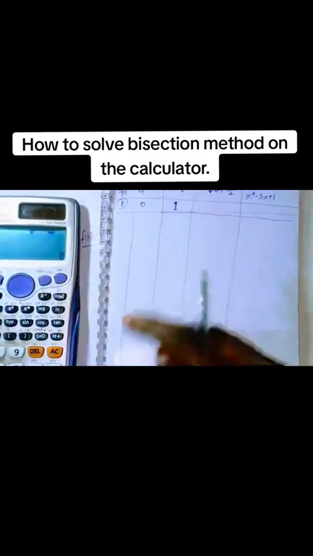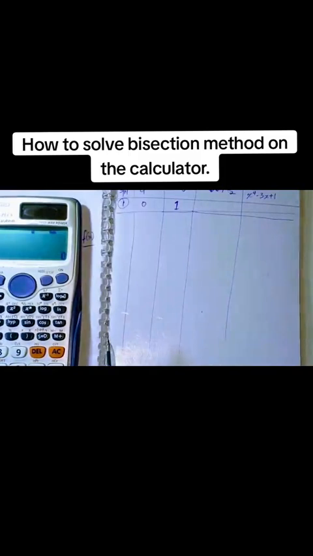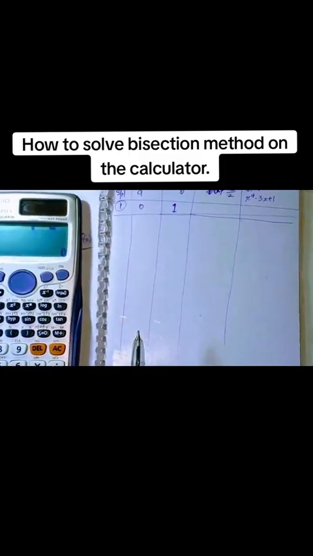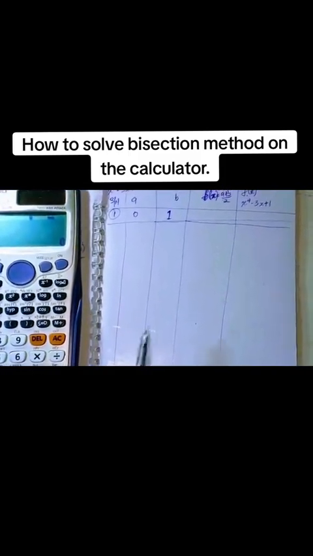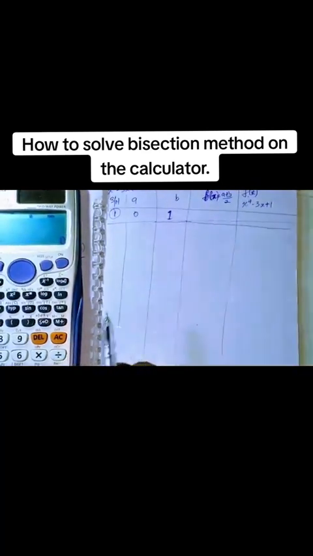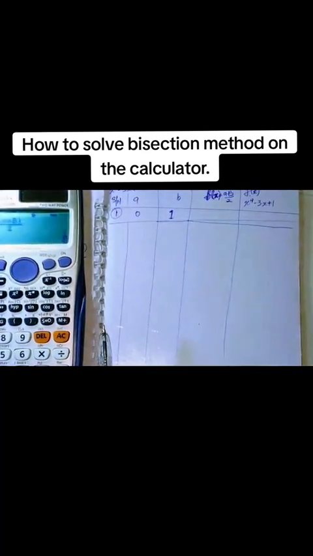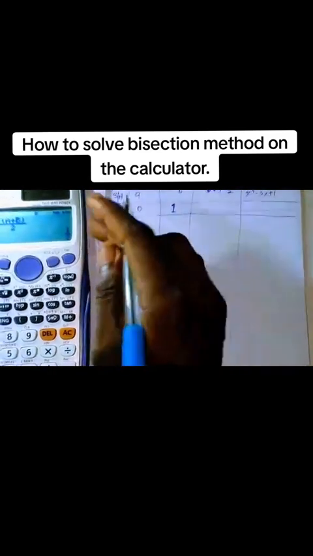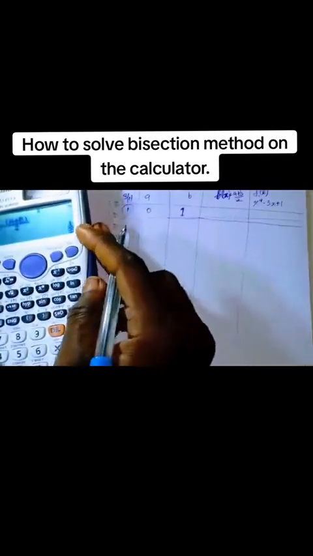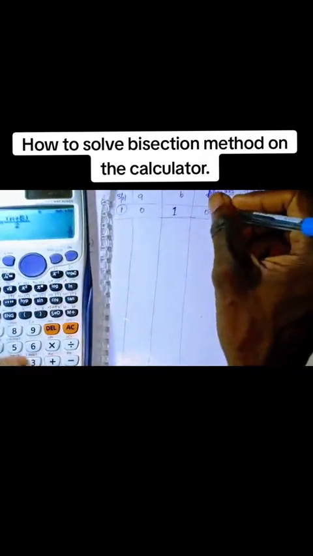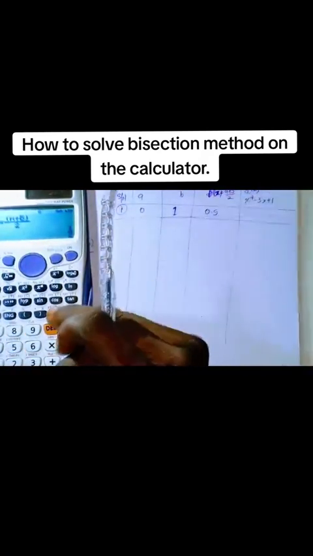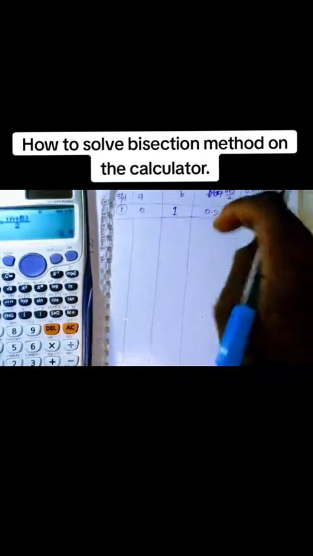Now, our a is equal to 0. You press your a to be equal to 0, you press equals to, and then the next one is our b to be equal to 1. And you press equals to again. Then here it is going to display 1 over 2, which is 0.5, which means the midpoint is 0.5 here. You press this button to show your 0.5.